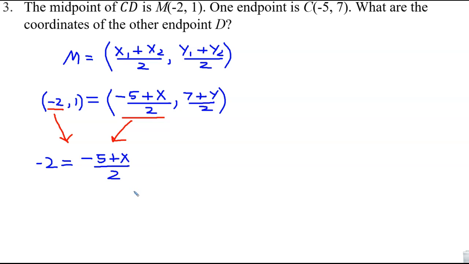I then have a pretty simple equation to solve for the x. To solve, I need to cancel this fraction. We can think of this over 2 as division by 2. To undo division, I use multiplication, so I'm going to multiply both sides of this equation by 2. That's going to cancel the division on the right, leaving me with just a -5 plus x on the right, which is equal to a -4 on the left.